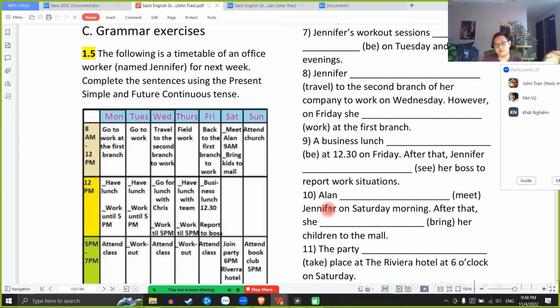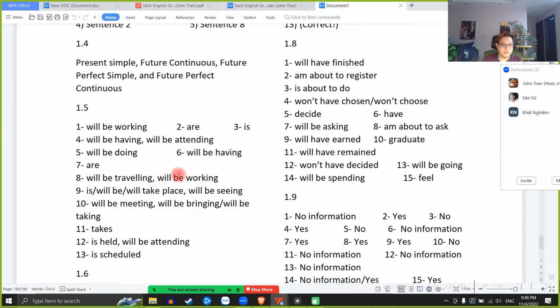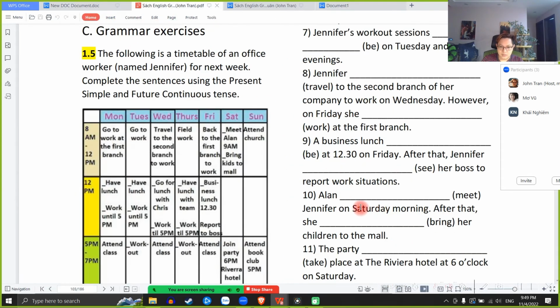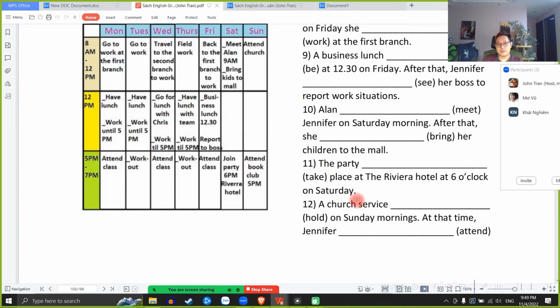Number 10, Alan will be meeting Jennifer on Saturday morning. There you go, will be meeting Jennifer on Saturday morning. After that, she will be bringing or will be taking her children to the mall. Có thể là will be taking cũng được nha. Will be taking or will be bringing her children to the mall. Alan sẽ đi gặp Jennifer vào sáng thứ Bảy. Sau đó cổ sẽ đem những đứa trẻ cổ đi đến trung tâm mua sắm. 11. The party.